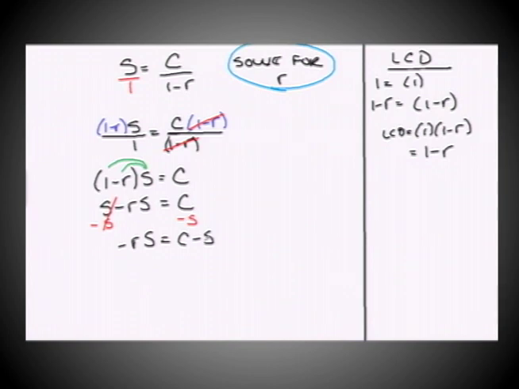And I have an understood, here I'll write it in, an understood negative 1 being multiplied by R being multiplied by S. So I need to divide off a negative S from both sides. And that negative S takes care of the S and the negative 1. So now I have R equals C minus S over negative S. So I've completed my task of isolating that variable.